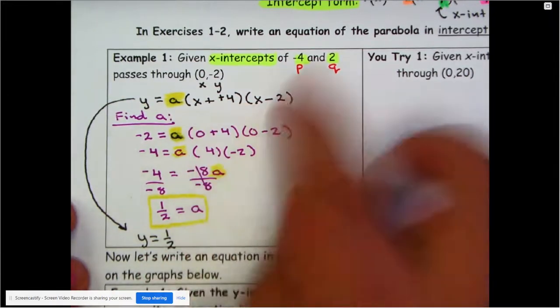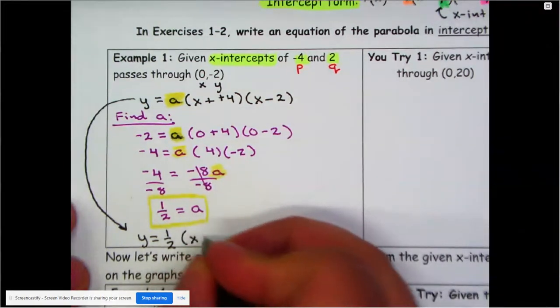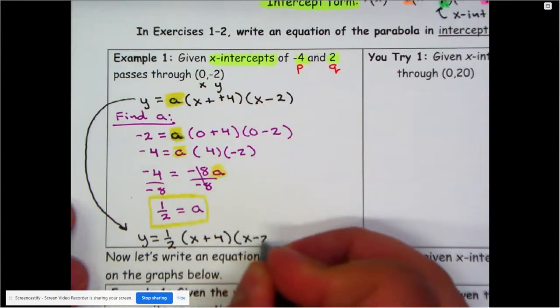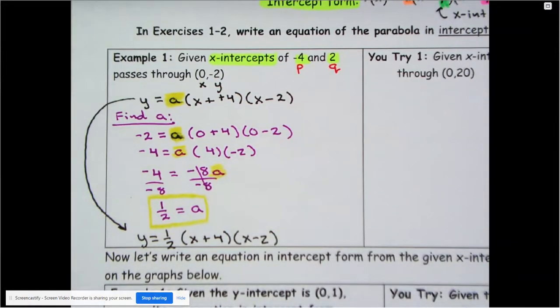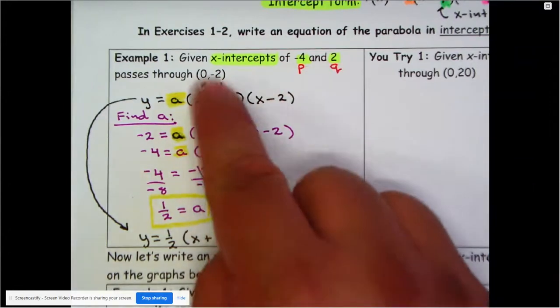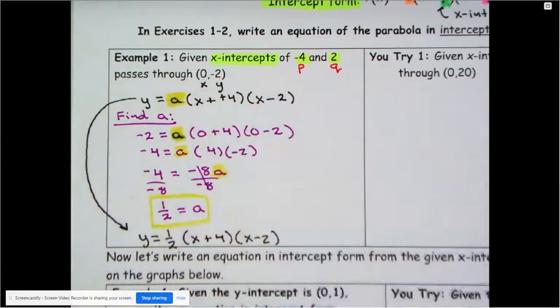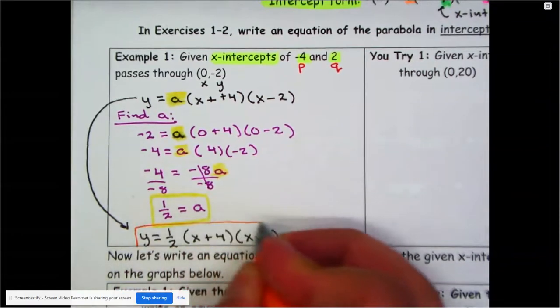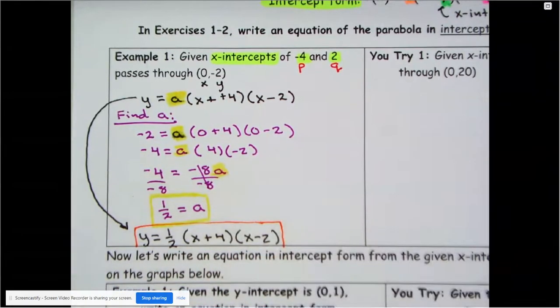My a value, the only thing that was missing, I now have it: it is 1/2. And then I just copy the rest. I'll just write x plus 4 this time, and then x minus 2. And just like that, we have the equation of a parabola that has these two x-intercepts, and it goes through this point. That's all we have to do for these types of problems. We're writing the equation based on the information that is given to us.